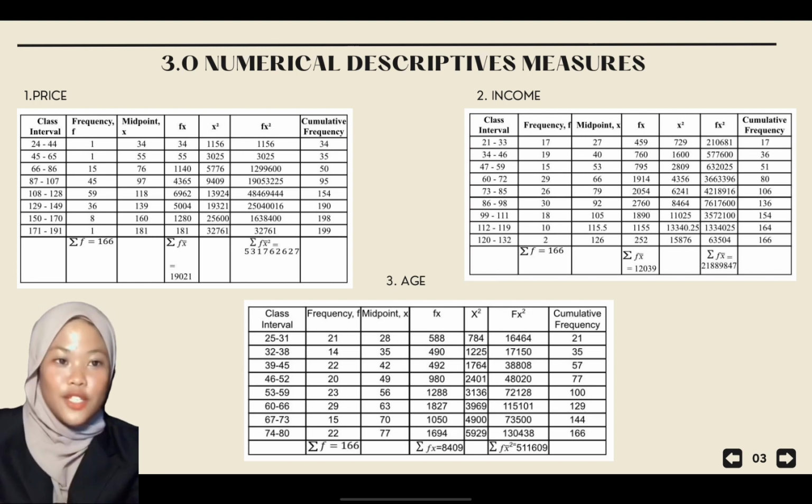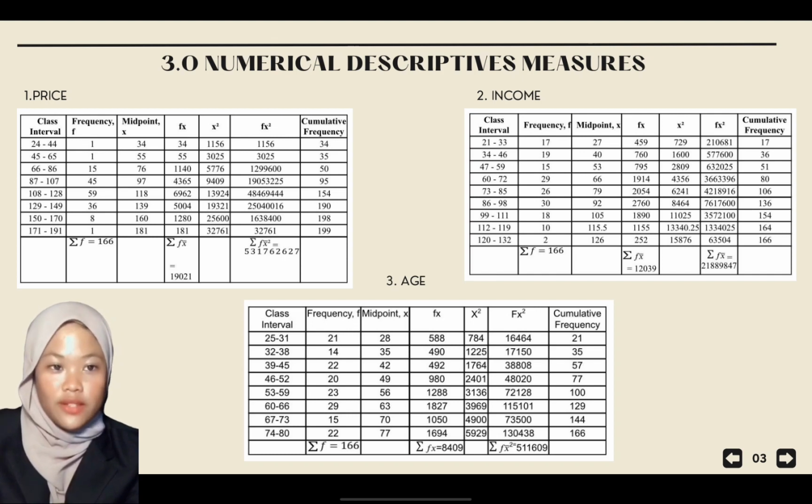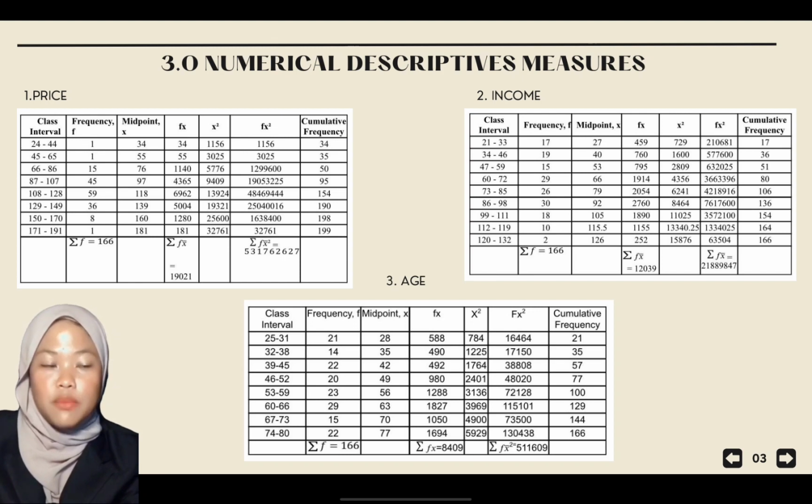Next is measures of position, where to determine the measurement of position, the data must be sorted from lowest to highest. Quartiles. A quartile is one of 3 points that divide a data set into 4 equal groups. The first quartile for price data is 74.6, and the third quartile is 118. The interquartile range for that is 43.4, where maximum data minus minimum data.